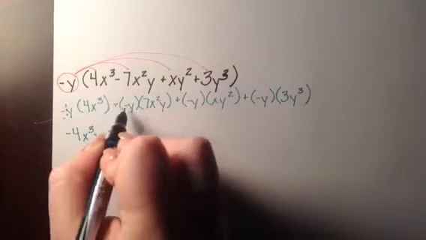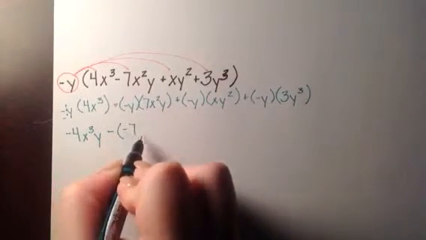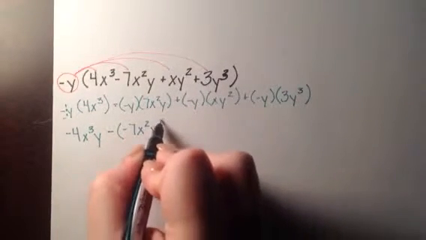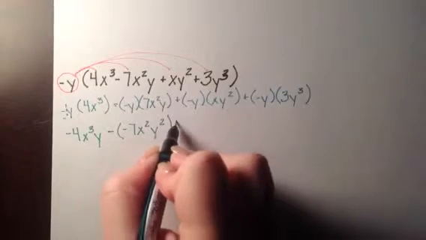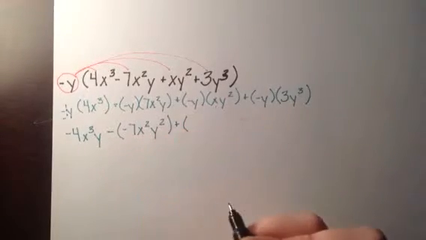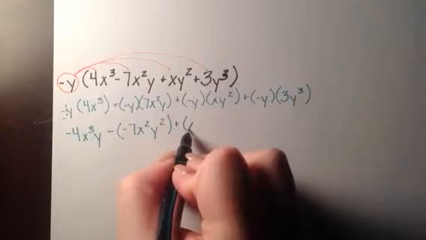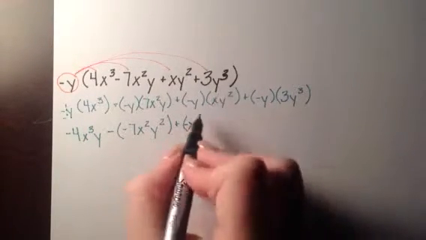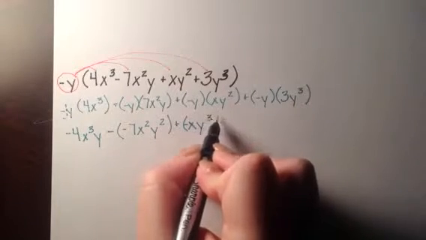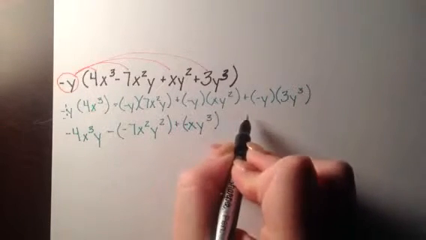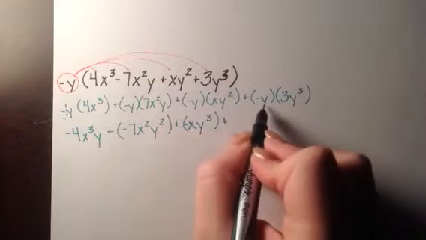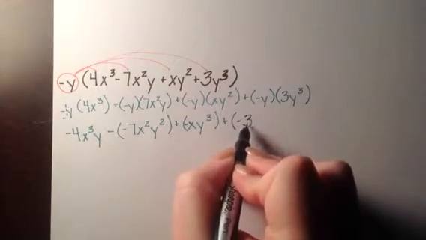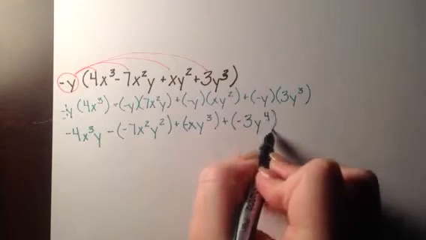Okay, next I've got minus negative y times 7x squared y. So I get minus negative 1 times 7 is negative 7. Leave my x squared, and when the y's multiply together, I get y squared. Next, I've got negative y times xy squared. My x is going to stay. I leave that negative, and then y times y squared will give me y cubed. Okay, and that last set that I'm multiplying together, I've got negative y times 3y cubed, which will give me negative 3y to the 4th.